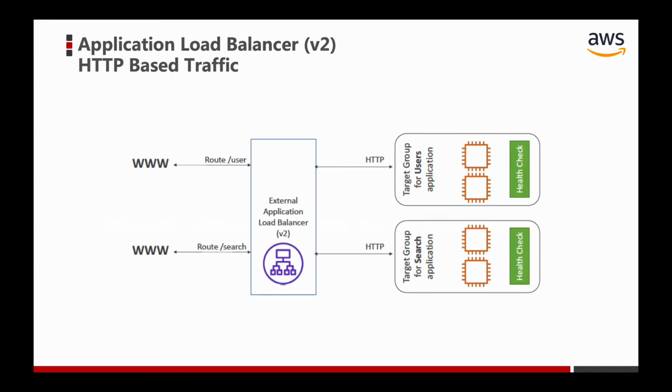So here is the overview of ALB architecture. This is an example based on the path. A request to path user will be dispatched to the target group for user. And the target group is a mechanism for categorizing the EC2 instances. And for the path search, it will dispatch the traffic to the target group for the search parts. And also please notice that the health check is based on the target group.